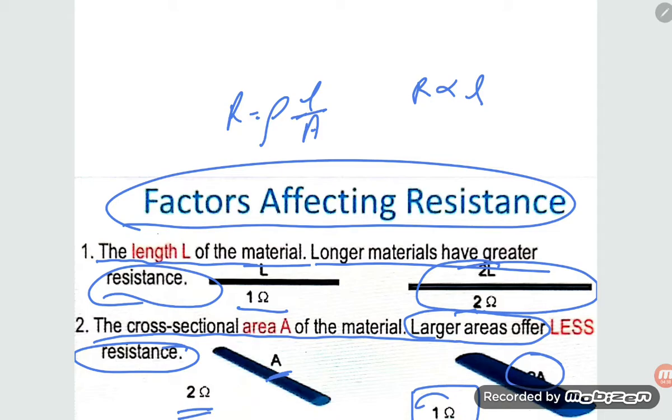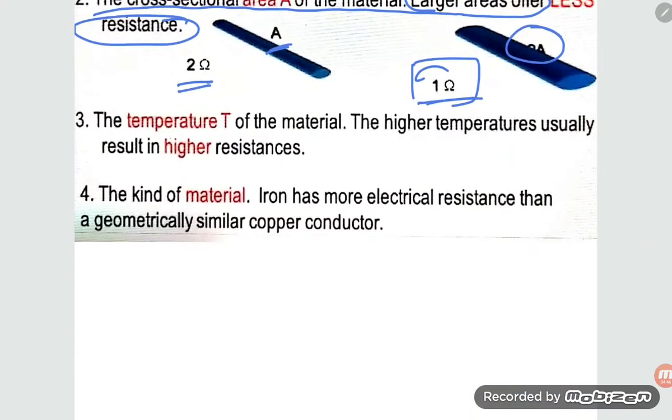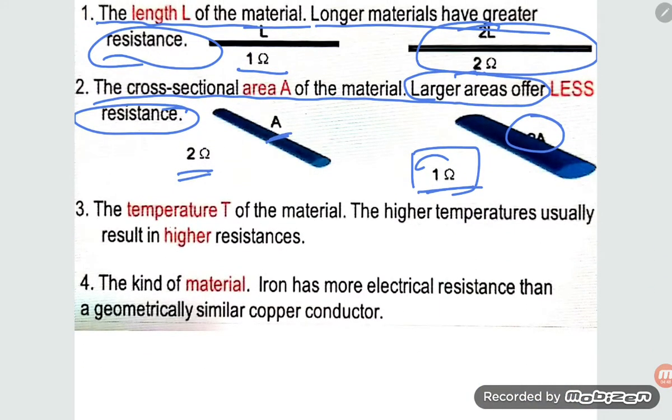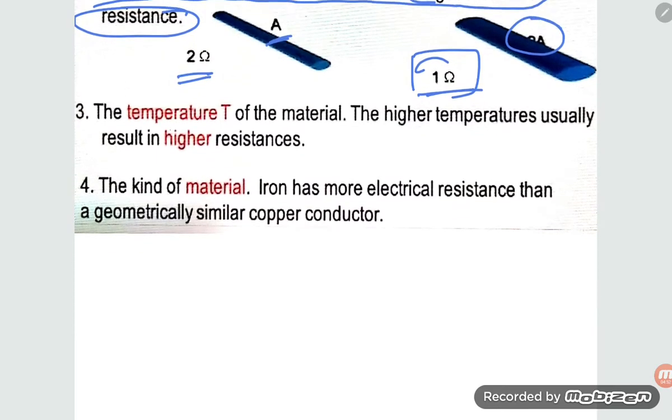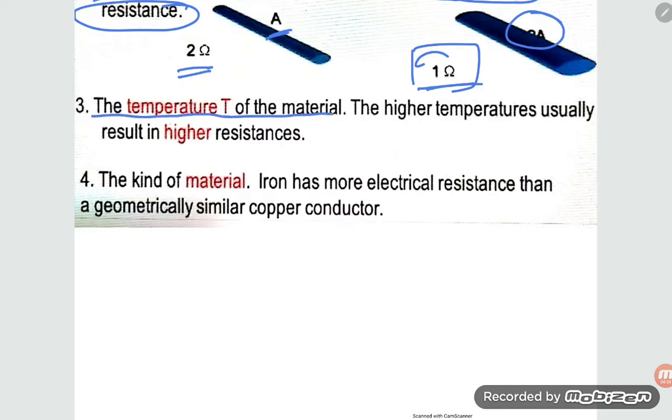Area of cross section: R is inversely proportional to A. So if A is more, R is less. That is what they are saying: the cross section area A of the material, larger area, less resistance, right? Next, the temperature T of the material: the higher the temperature, usually the higher the resistance. More the temperature, more the resistance.